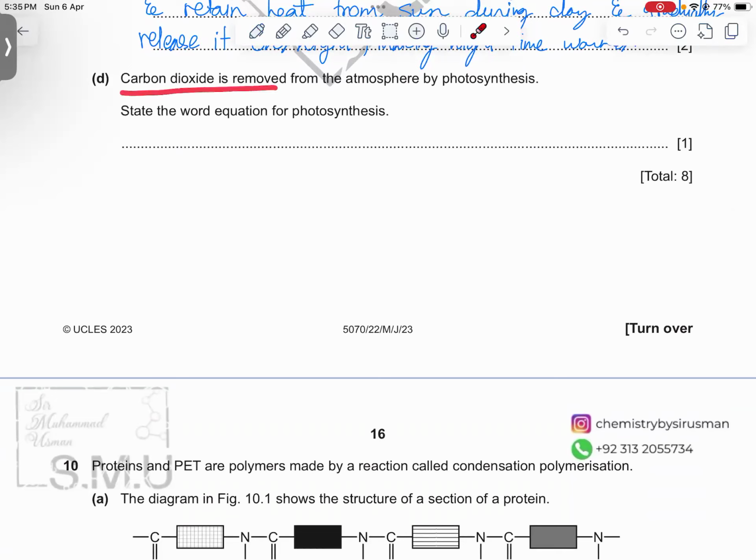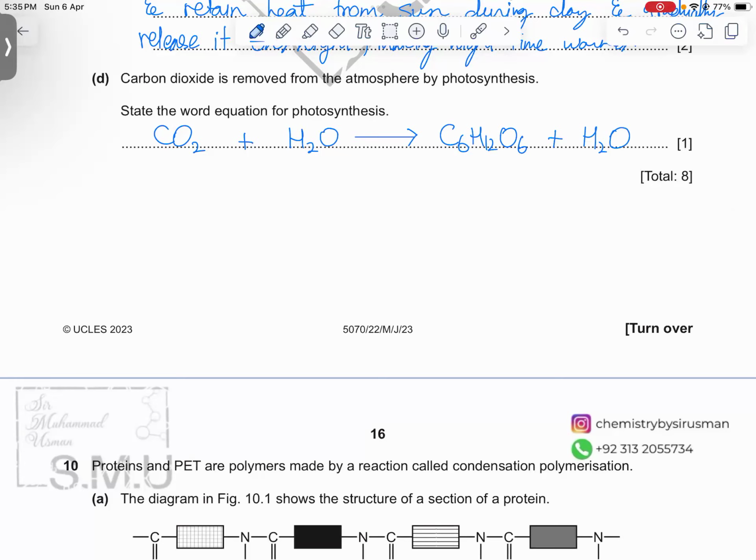Next, carbon dioxide is removed from the atmosphere by photosynthesis. State the word equation for photosynthesis. This is a word equation that you have to remember. Photosynthesis is when carbon dioxide reacts with water in air to produce glucose, C6H12O6, and water, H2O. All right.